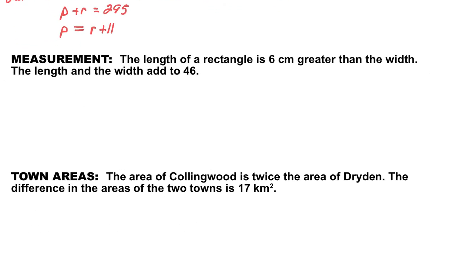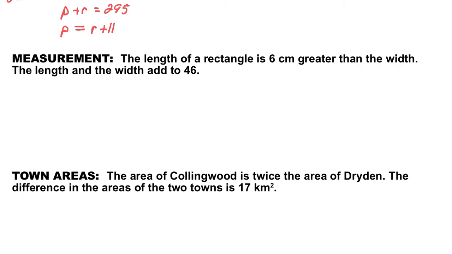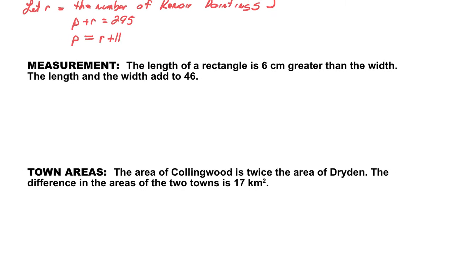The next example is about measurement. It says the length of a rectangle is 6 centimeters greater than the width. The length and the width add to 46. So here, let L represent the length. Careful when you're using L as a variable. L's and 1s can look very, very similar. So I use a cursive L to represent length. And I'm going to say let W represent the width.